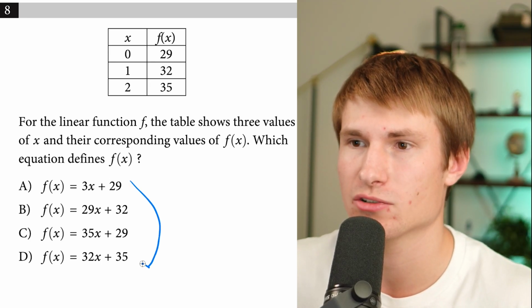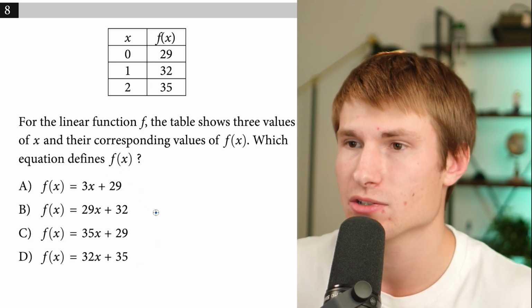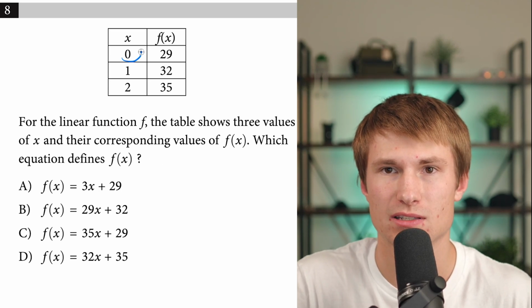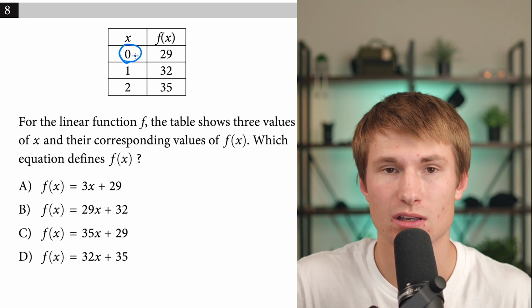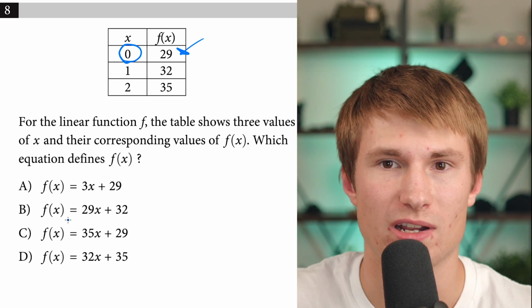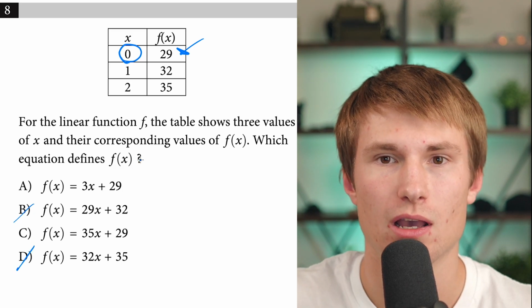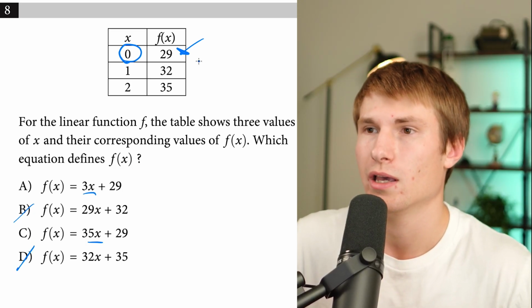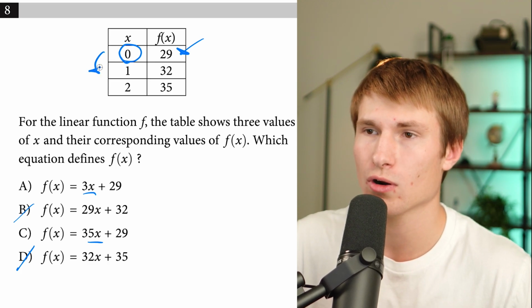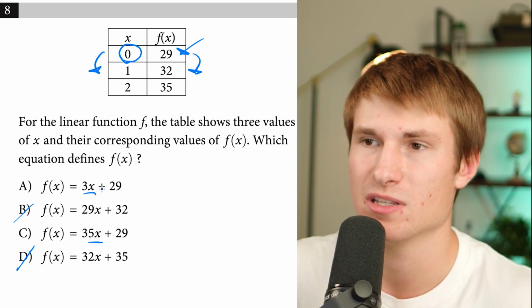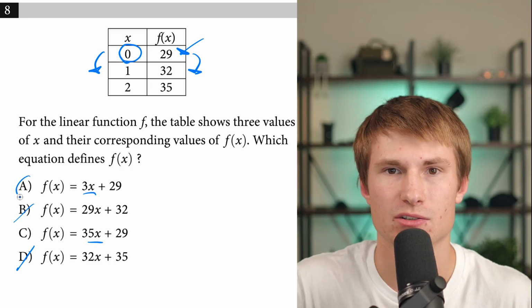In this case, all my answer choices are in slope-intercept form. So what I'll start by doing is finding the intercept. In this case, since I'm given the x coordinate of 0, I know that my y-intercept will be at 29, which means I can get rid of b and I can get rid of d. Next thing I'm looking at is slope. Okay, I see that when I go over 1, I go up by 3, which means my slope is going to be 3x. So my answer there will be answer choice A.